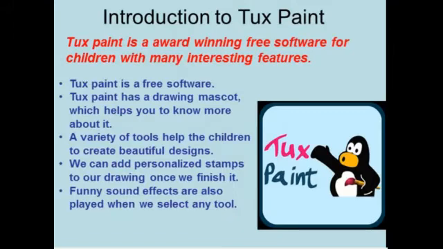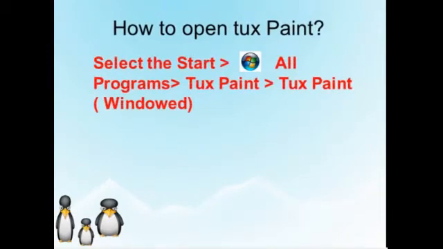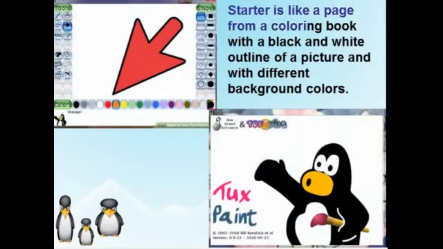As you are looking on the screen, that's the Tux Paint icon. Now how to open Tux Paint? For opening Tux Paint, you have to select Start, All Programs, then the Tux Paint window will open, but you have to choose full screen mode in Tux Paint software. When it starts, this window will appear like a page from a coloring book with a black and white outline of a picture and different background colors. You can see this type of screen will appear.